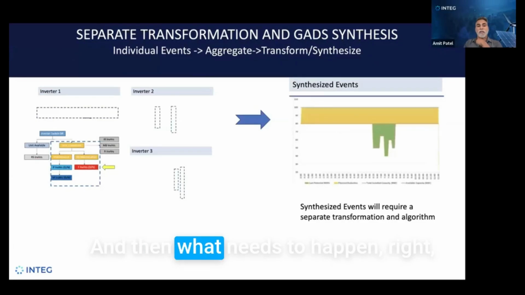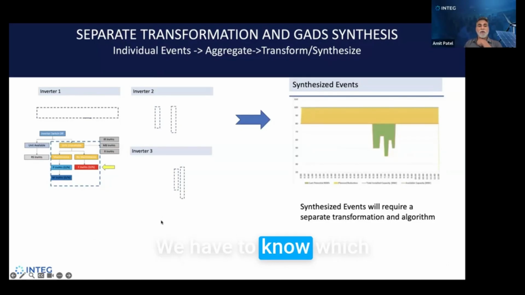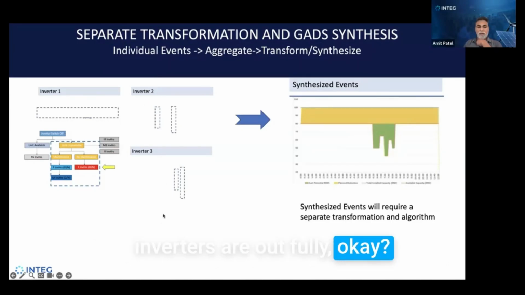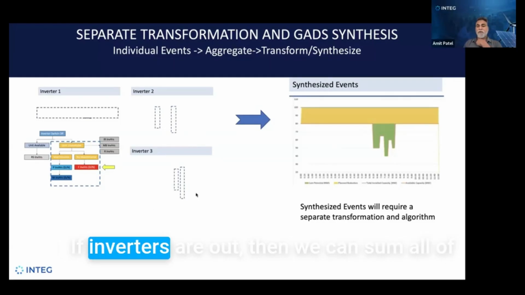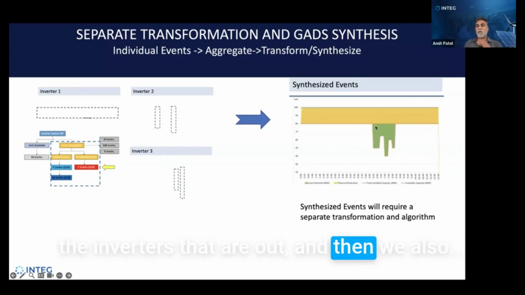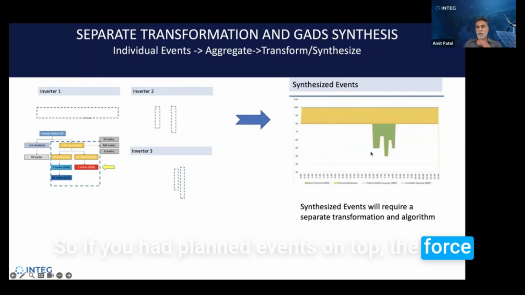And then what needs to happen is we're going to use all of that data to figure out, okay, let's just say we only had three inverters. We have to know which inverters are out fully. We don't care about deratings, but we want to know which inverters are out. If inverters are out, then we can sum all of the inverters that are out. And then let's say there was a planned event going on. We don't care about planned events. We only care about forced events. This green is all forced events. So if you had planned events on top, the forced goes below that.